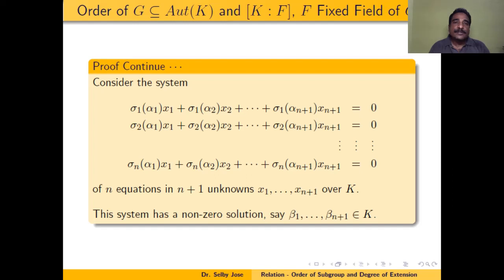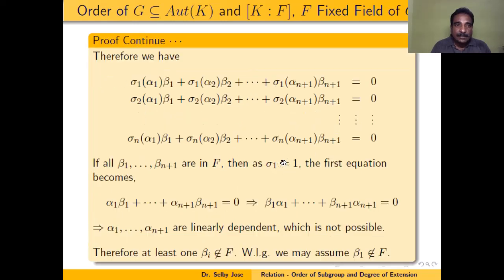So let one of the non-zero solutions of this system be beta 1, beta 2, etc., beta n plus 1. If you substitute beta 1 in place of h1, beta 2 in place of h2, beta n plus 1 in place of h n plus 1, and so on, in this system we get sigma 1 of alpha 1 into beta 1, sigma 1 of alpha 2 into beta 2, etc., sigma 1 of alpha n plus 1 into beta n plus 1 is 0, and so on, up to sigma n of alpha 1 into beta 1, sigma n of alpha 2 into beta 2, etc., sigma n of alpha n plus 1 into beta n plus 1 is equal to 0. Note that these betas are in K.